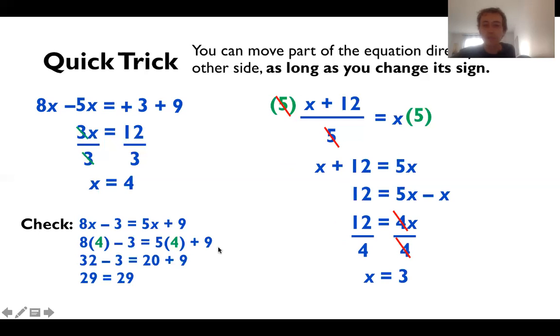I don't have a part of the PowerPoint checking it here, but if I have 3 plus 12 divided by 5, that'll give me 3. It will work when I check. So that is a couple of examples of different algebraic calculations that you can do, or examples that are a little bit more challenging than the ones we saw last week.